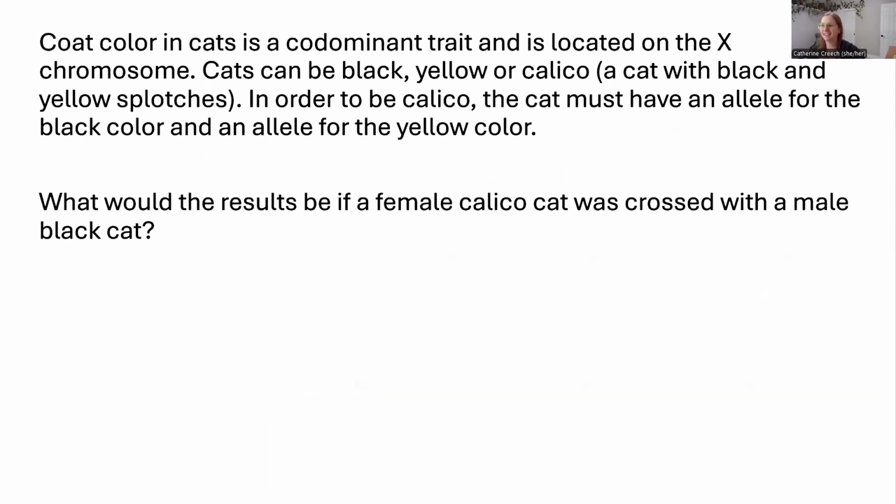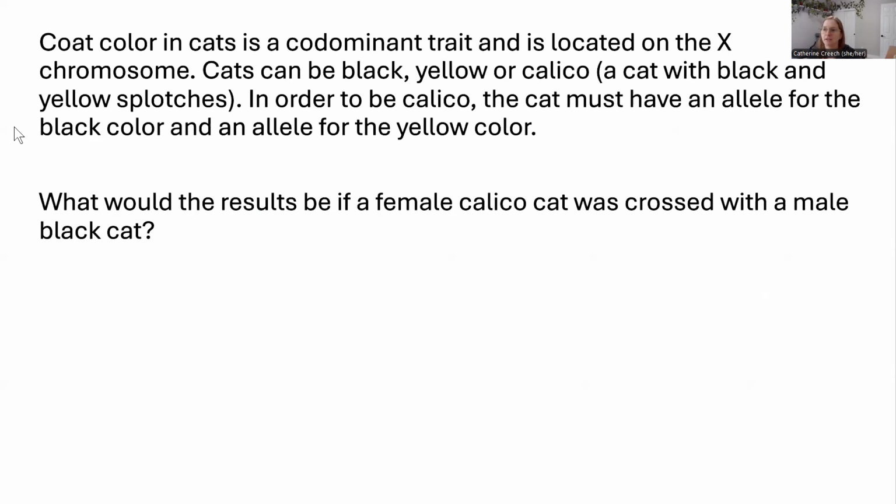Coat color in cats is a co-dominant trait and is located on the X chromosome. Cats can be black, yellow, or calico. A calico cat is a cat with black and yellow splotches. In order to be calico, a cat must have the allele for black and yellow color. What would be the results if a female calico cat was crossed with a male black cat?